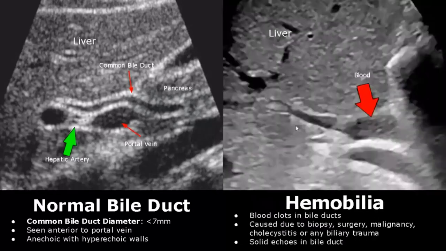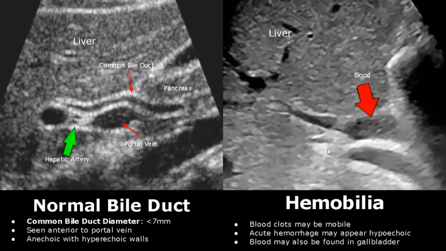Hemobilia refers to blood clots in bile ducts. Usually it occurs after a biopsy in this area. It can also occur due to surgery, malignancy, cholecystitis, or any biliary trauma. Solid echoes will be seen in the bile ducts. The blood clots may be seen floating and moving in the bile duct.